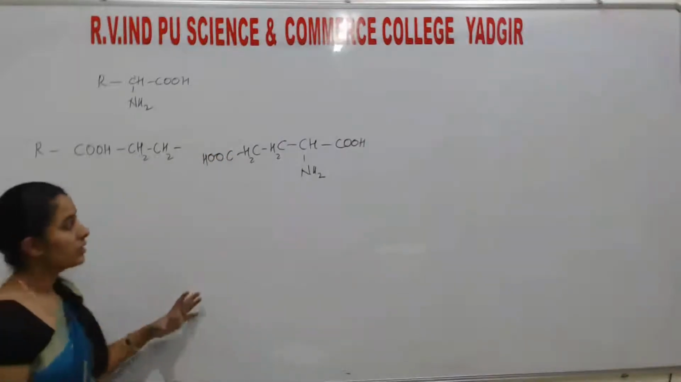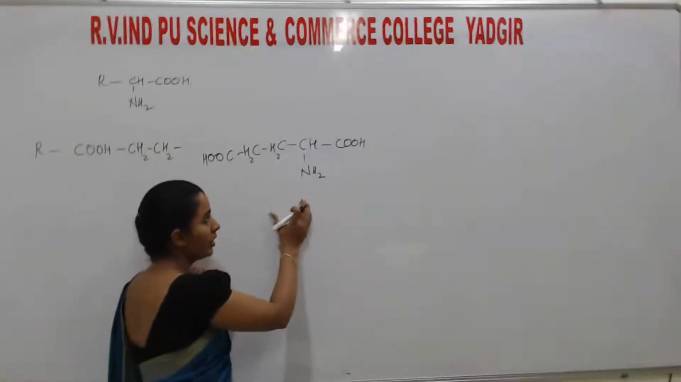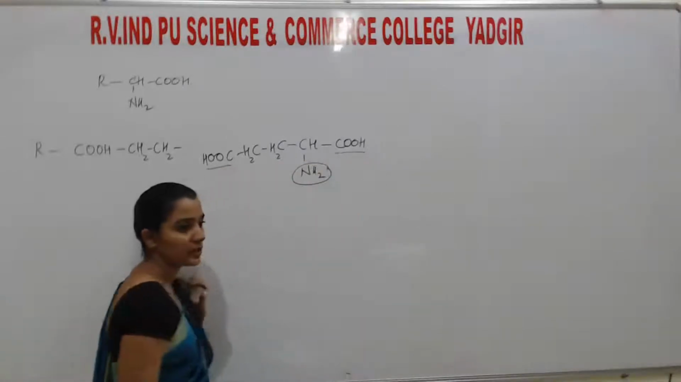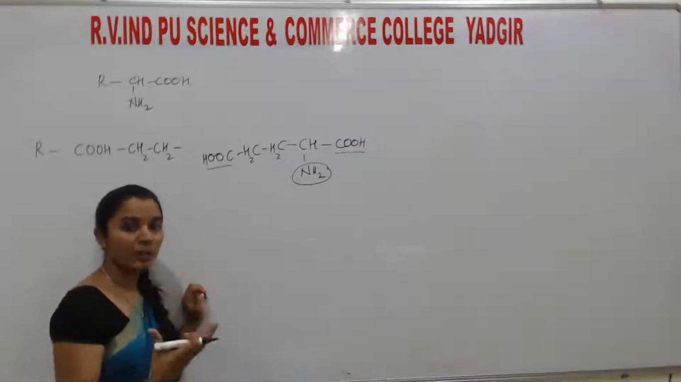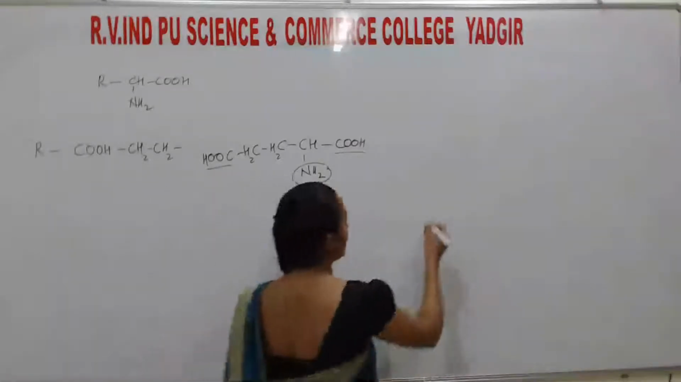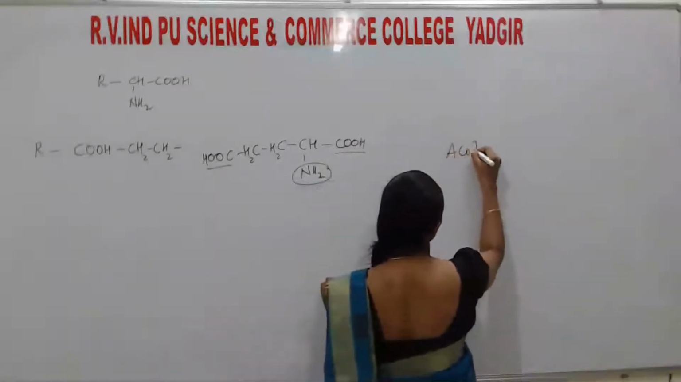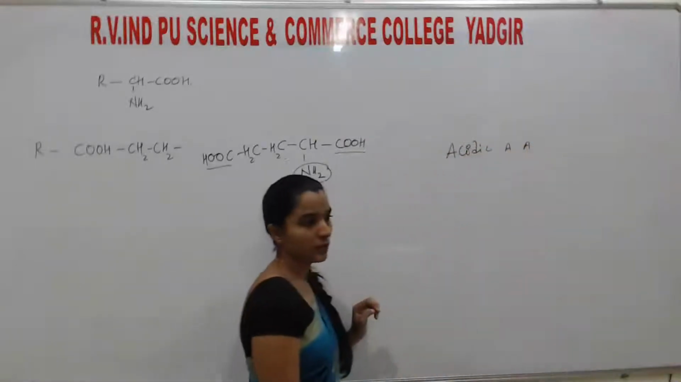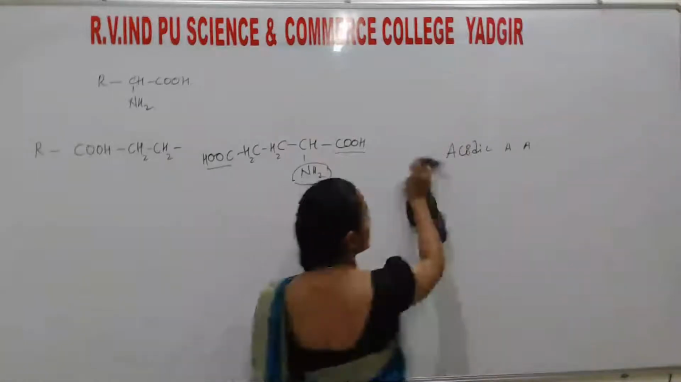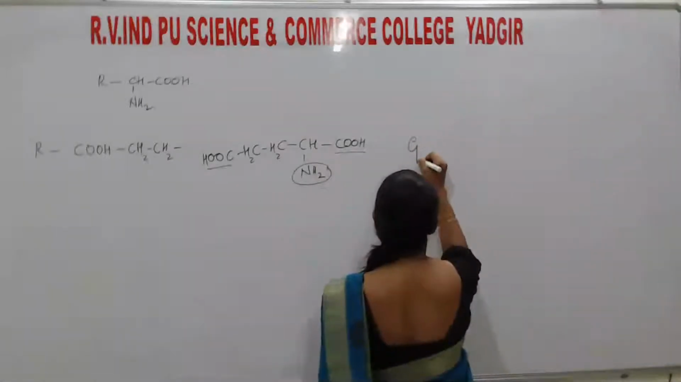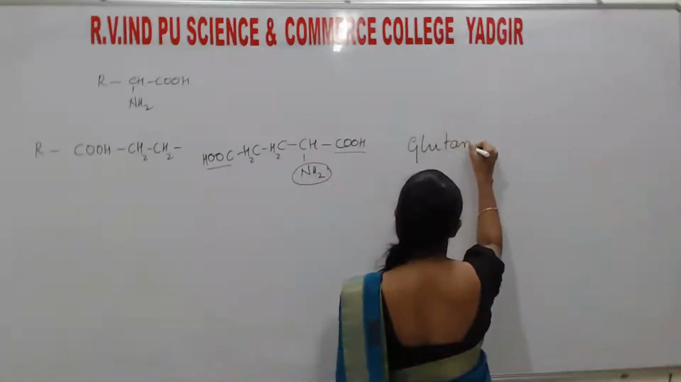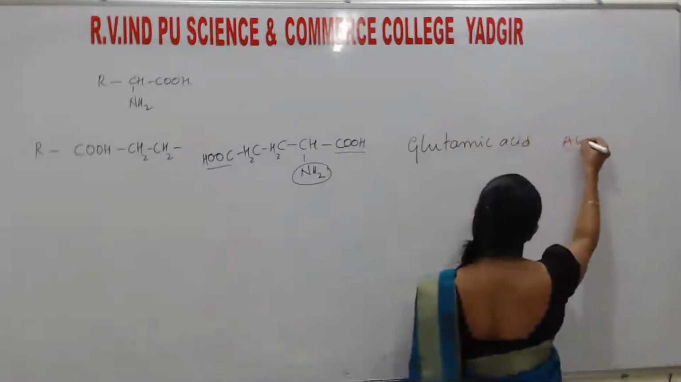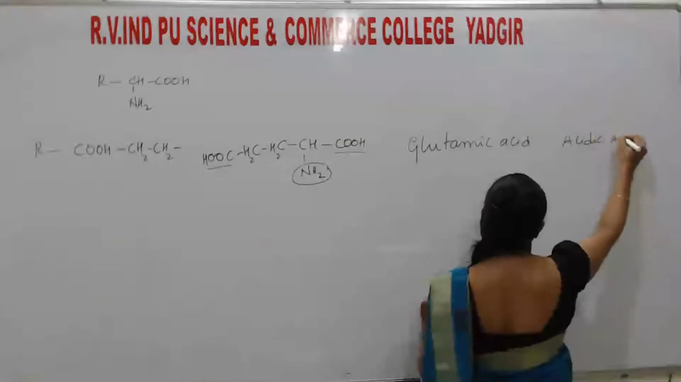Correct? So here, if you compare, only one amino group is there and two carboxylic acid groups are there. If the number of carboxylic acid groups is more, then it is an acidic amino acid. The name of this acid is glutamic acid. It is an acidic amino acid.